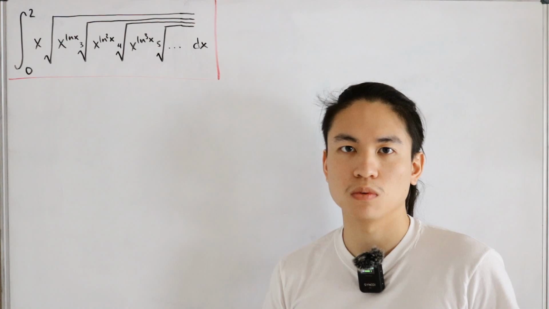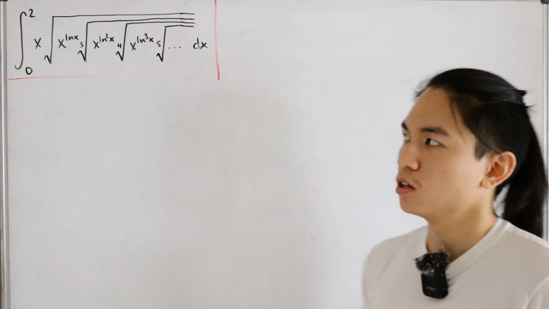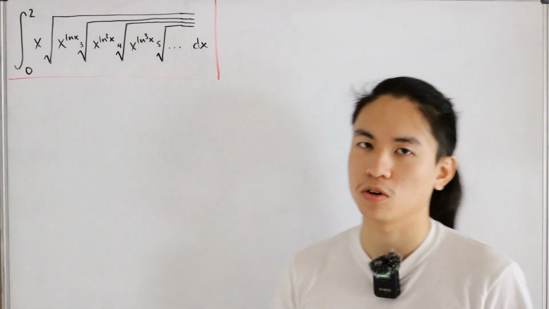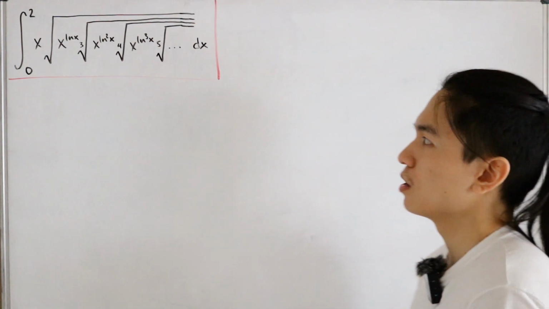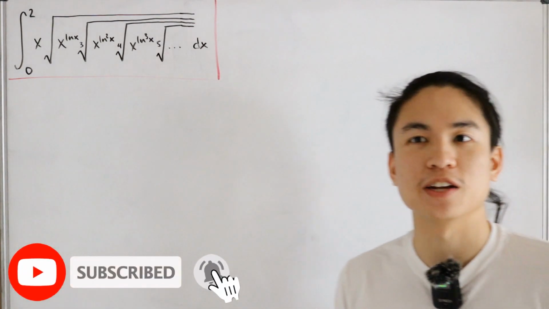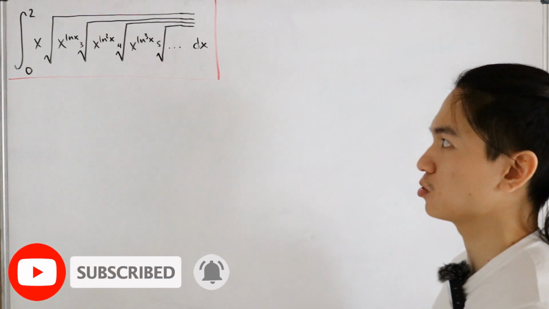Okay, so welcome back to another video. Today's a definite integral where everything inside our integral is nested radicals, with a base of x and then the natural log. So we have a combination of everything from a nested radicals perspective.